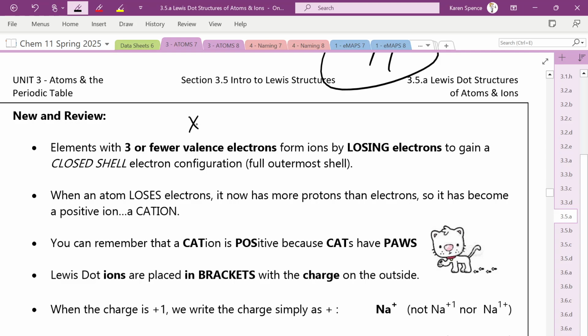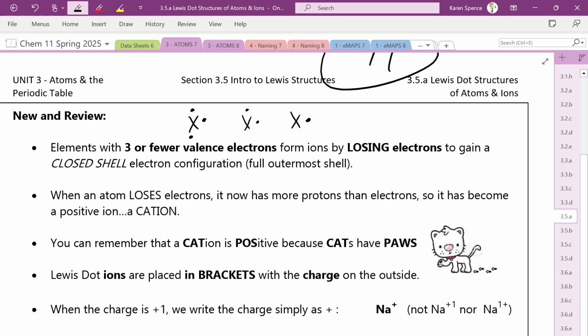Now, if your element has 3 electrons or fewer in its outer shell, so it would look like this, or like this, or like this, will it tend to gain electrons or lose electrons? Gain or lose? How much is full? 8 is full. I have 3. Easier to lose 3 or to gain 5? Lose 3. How if I have 2? Is it easier to gain 6 or lose 2? Lose 2.